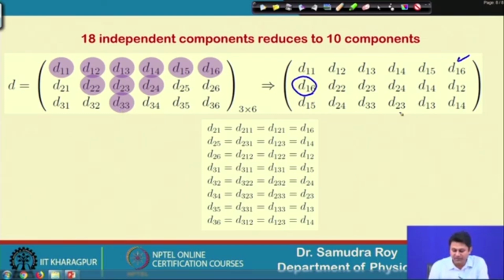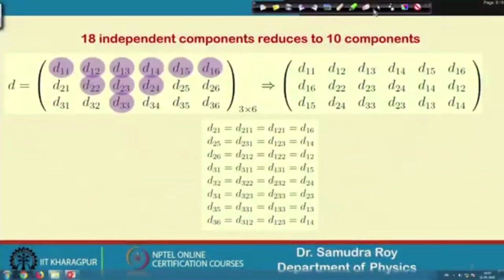Other components, if I replace them, will look like this. D16 and D16 are the same. In a similar way, D25 I can write as D14, D26 I can write as D12, and all these are written here, showing which term is changing to what. So, the important thing here is that we can reduce the number of terms significantly if we apply some kind of symmetry in the D matrix.